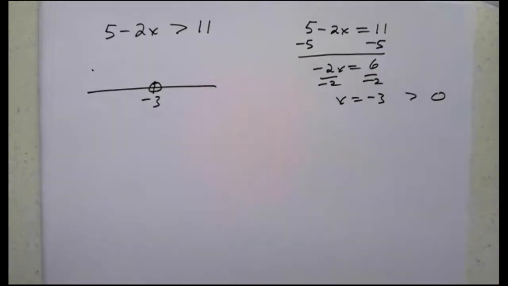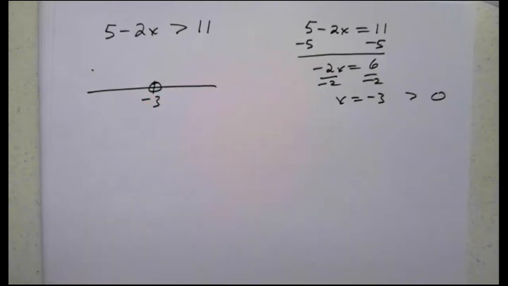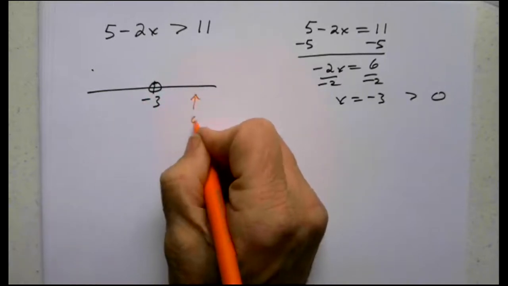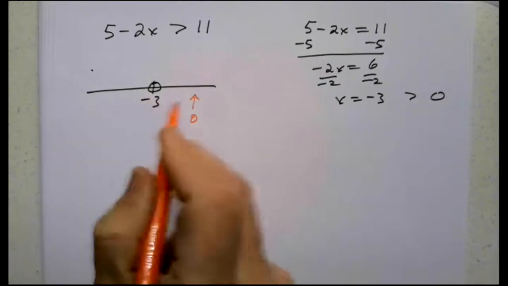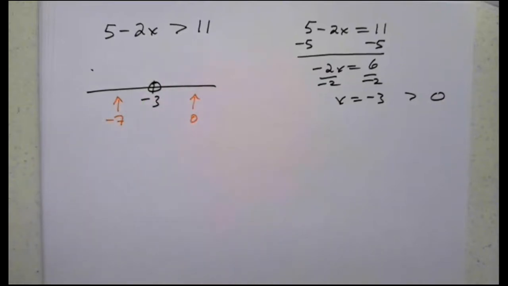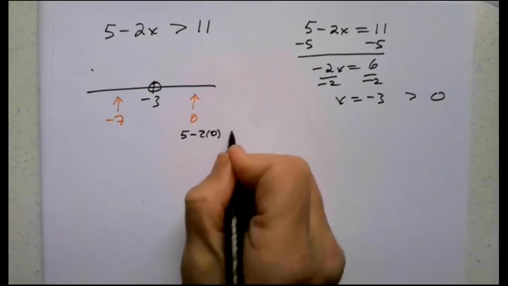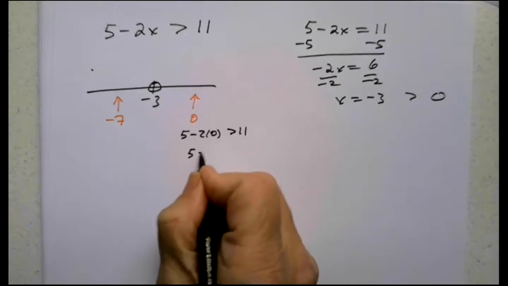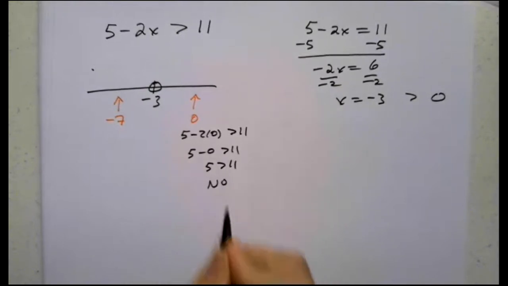Now, we want to place 0. Is 0 to the left of negative 3 or is 0 to the right of negative 3? I hope you chose that one. To the left of negative 3 would be negative 4, negative 5, negative 6, negative 7, whatever you want to use. Pick a representative. I like to test 0 first. Let's see if 0 is true or if it's false. 5 minus 2 times 0, is that greater than 11? 5 greater than 11? No.